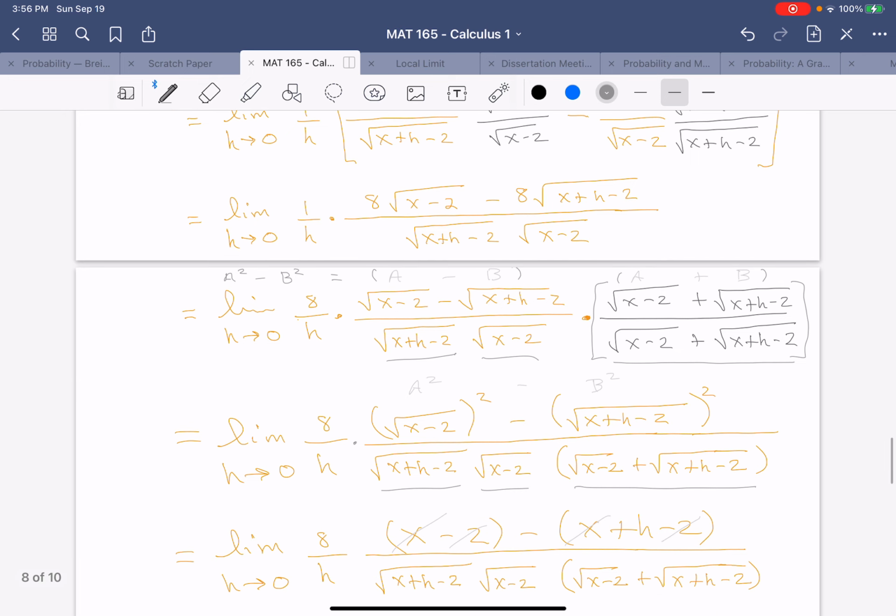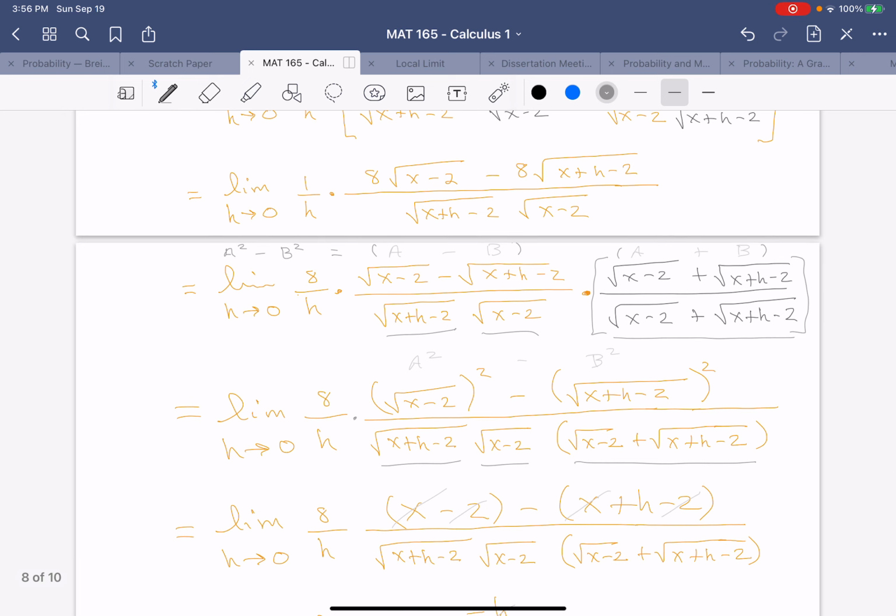All right, so let's do the next step. If you have the square root of something and you square it, then you just get that something, right? I think I always use this example. If you have the square root of smiley face times the square root of smiley face, well, you better get smiley face, right? So that's what we mean by square root. So big A squared is just x minus 2. Big B squared is just x plus h minus 2. And then we still have that big denominator.